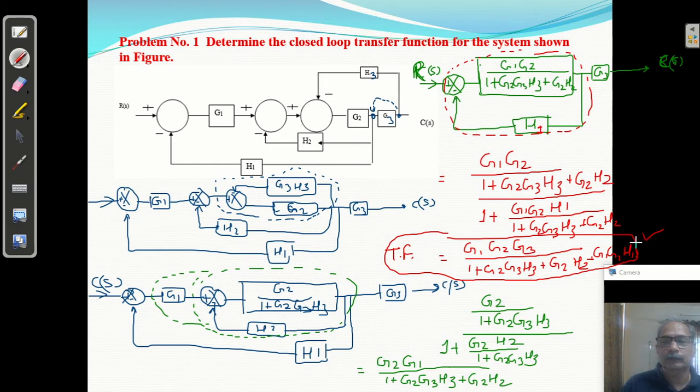Okay, the next problem I am going to solve. One more problem I am solving. I am erasing it first.